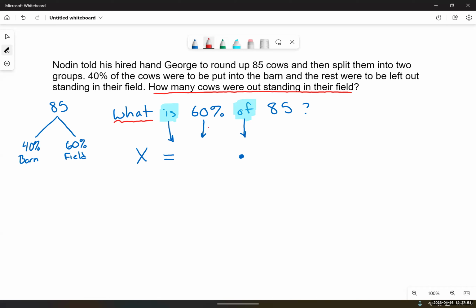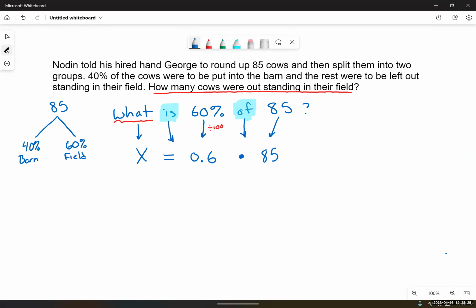The way we do that is we divide by 100. So 60% becomes 0.6. And 85 is already a number, so it just stays 85. Now we have a mathematical equation: X is equal to 0.6 times 85. And we're looking for X.